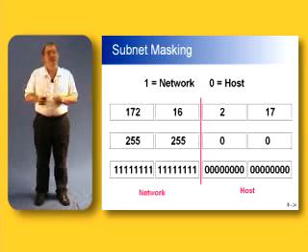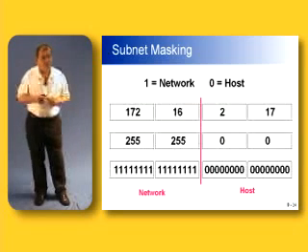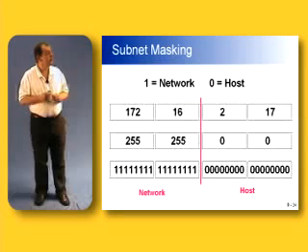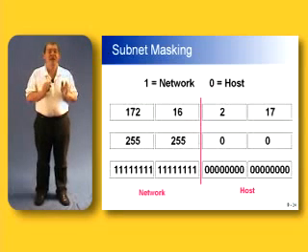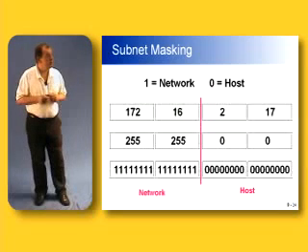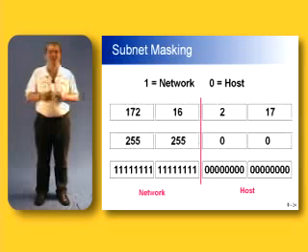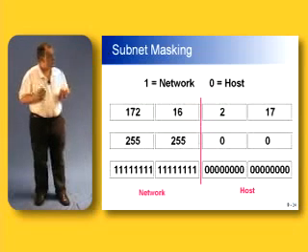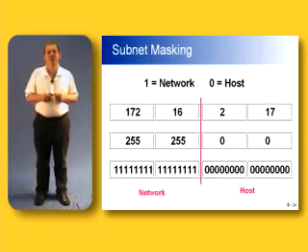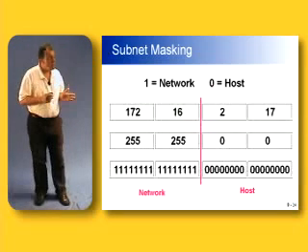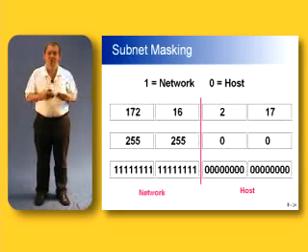Enter subnet masking. And the rules of subnet masking are very simple. Wherever there's a 1 in the subnet mask, that means this is the network portion of the address. Wherever there's a 0 in the subnet mask, that means this is the host address. So we're going to put a mask after the address that says how much of the address should be considered network and how much should be considered host. And we're going to use decimal numbers, because we don't understand binary, to represent those ones or noughts.